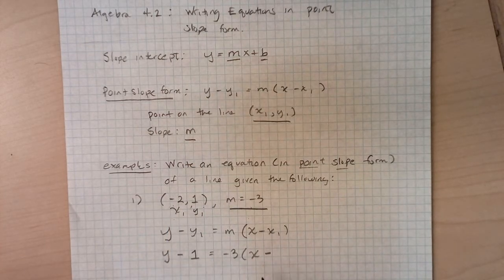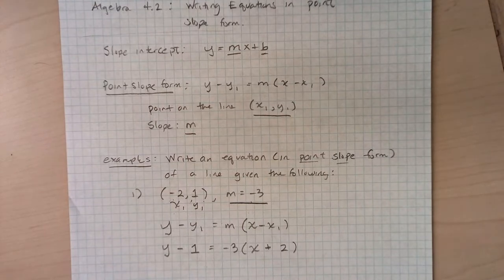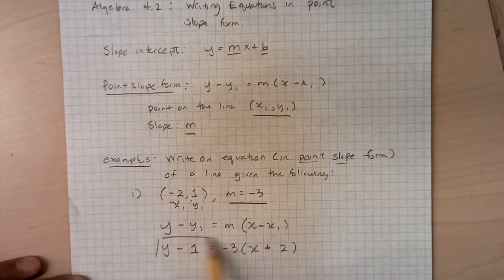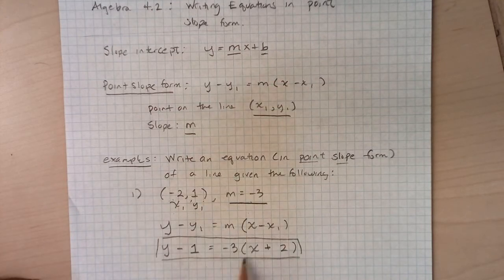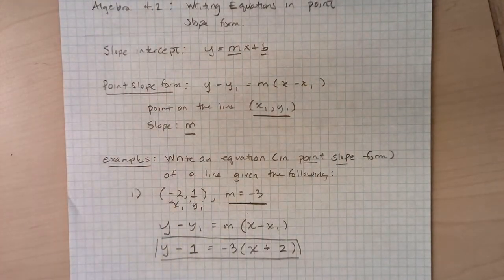So here's where it happens again. You're subtracting a negative. That's the same as adding the positive, so plus 2. And that's all you need to do. This is your equation in point-slope form. Leave it like that. You don't need to distribute. You don't need to solve it for y or anything else. That's what's given, negative 2, 1, and then the slope is negative 3, and then you plug those numbers in.